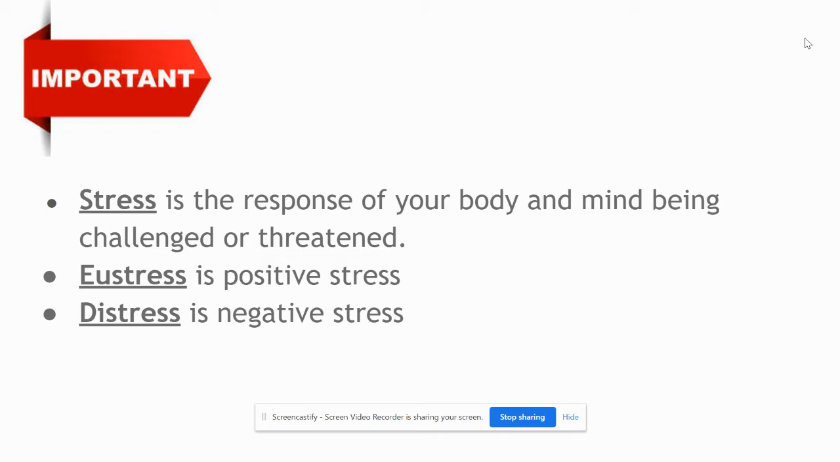In fact, if you recall from the stress test last time, if you looked at the results carefully, it said that if you got a very low score, you might consider getting a little more involved and having a few more challenges in your life.